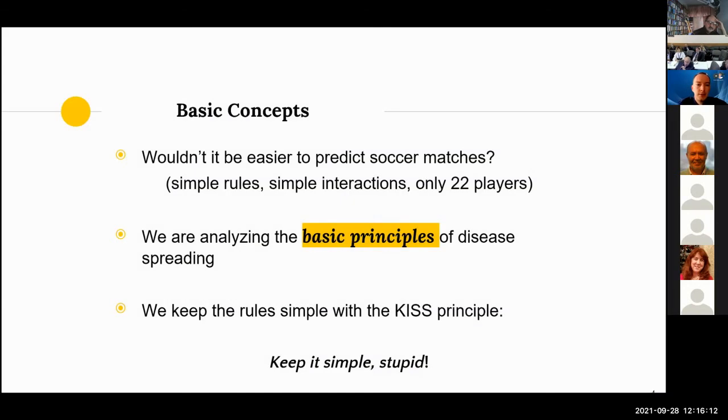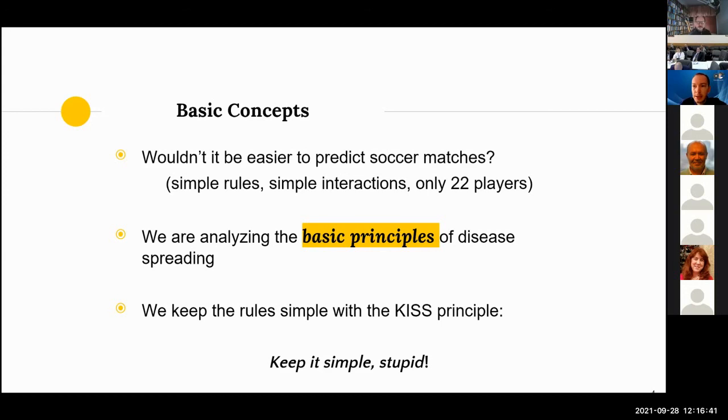So if we have such prediction capabilities, wouldn't it be easier to predict soccer matches? It has simple rules, simple interactions, and only 22 players. And the world pandemic has COVID-19, a lot of different diseases, like 7 billion people. You cannot really predict it. So what I realized is we should, or I should, analyze basic principles of how disease spread.